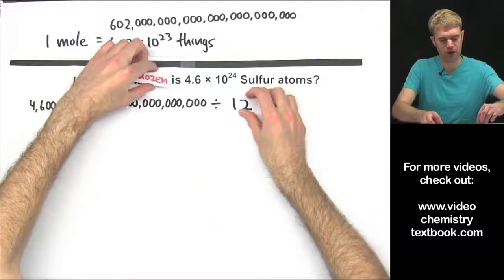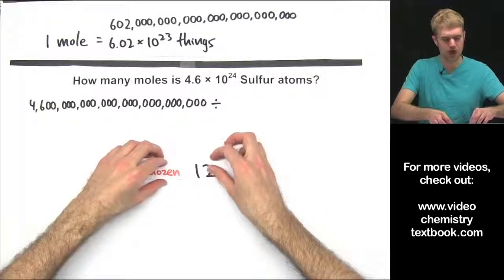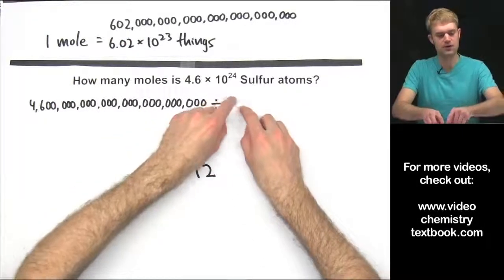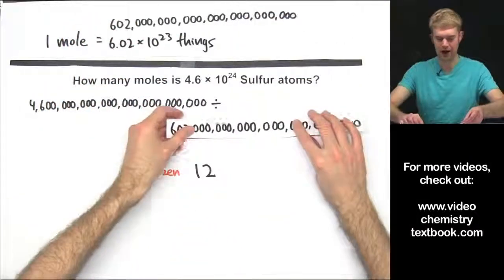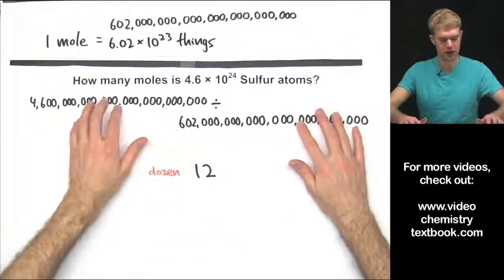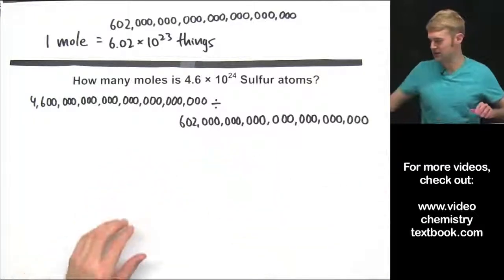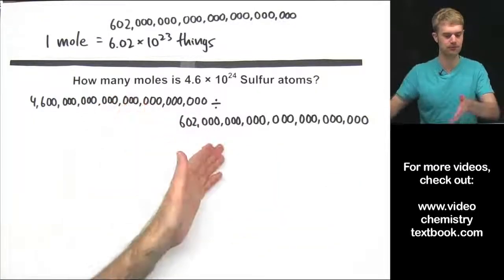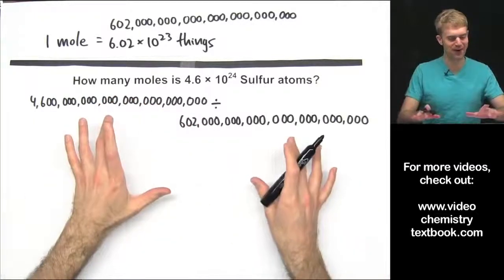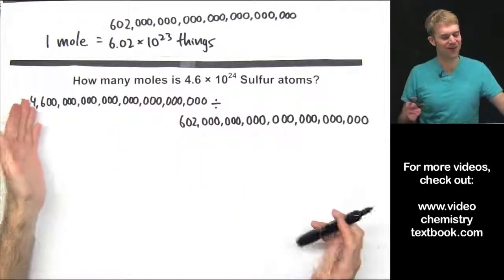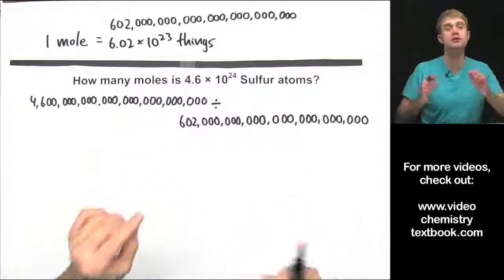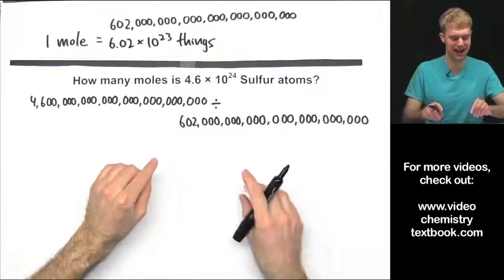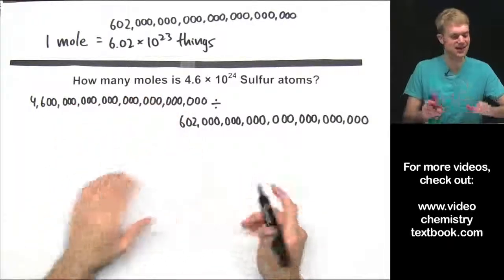But as before, we're not talking about dozens, we're talking about moles. So instead of dividing by the number of things in a dozen, we want to find out how many moles this is, so we are going to divide by the number of things in 1 mole. So we're going to divide by 602 hexillion. As before, you're probably not going to want to use these giant versions of each number with all these zeros. So this is where scientific notation comes in handy. Let's rewrite this in scientific notation.